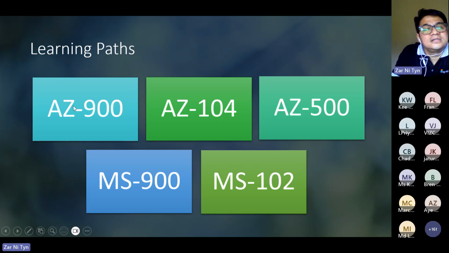And then AZ-104 is the next step. If you want to learn Microsoft security, you must take AZ-500. This is the Azure point of view. Second is Microsoft 365. If you want to use Microsoft 365, the fundamentals exam is MS-900, and the next step is MS-102.